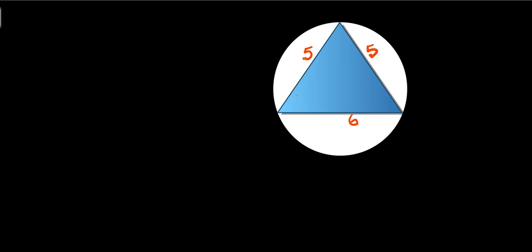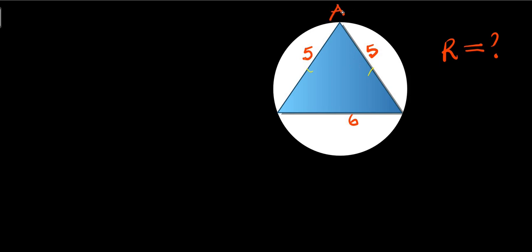Hello, in this video we have this triangle inscribed in a circle, and the length of the two sides of this triangle, this and this, are the same. While the base here is 6 units, we are looking for the radius of this particular circle. And we can start solving by labeling our triangle.